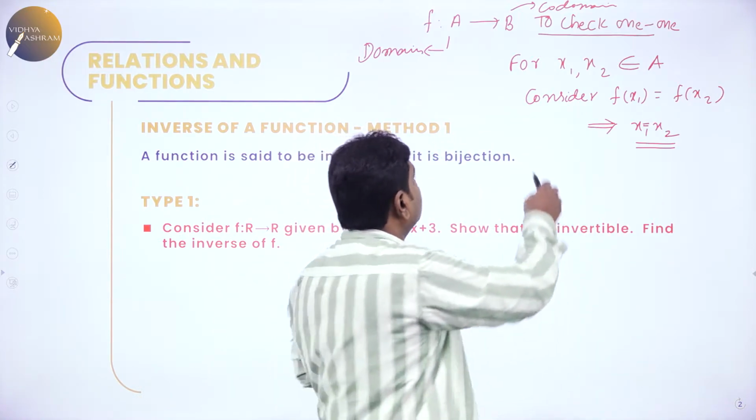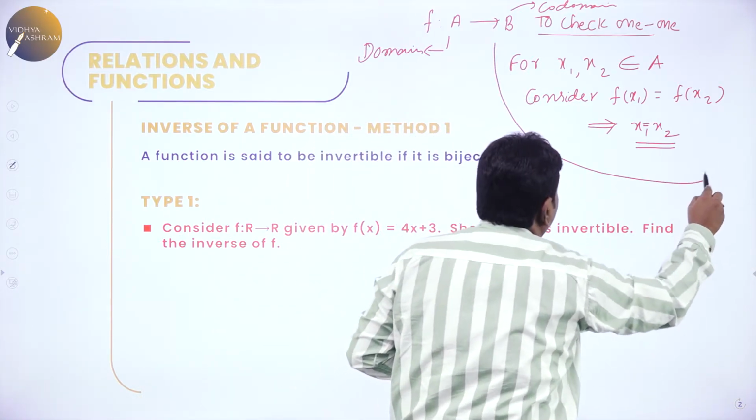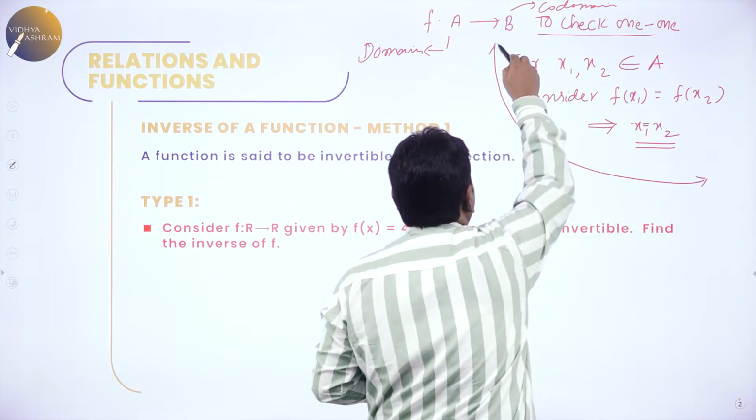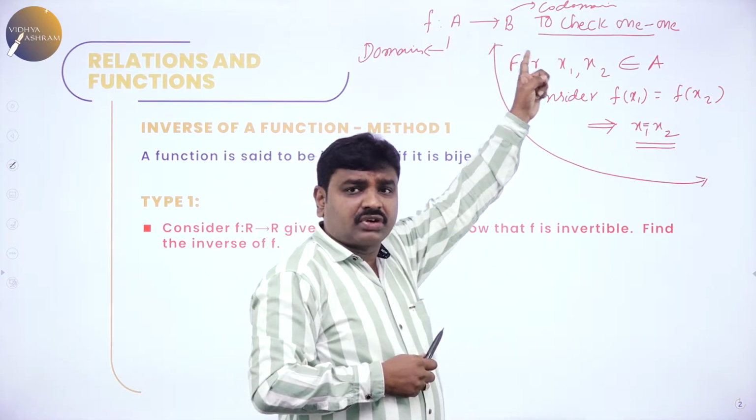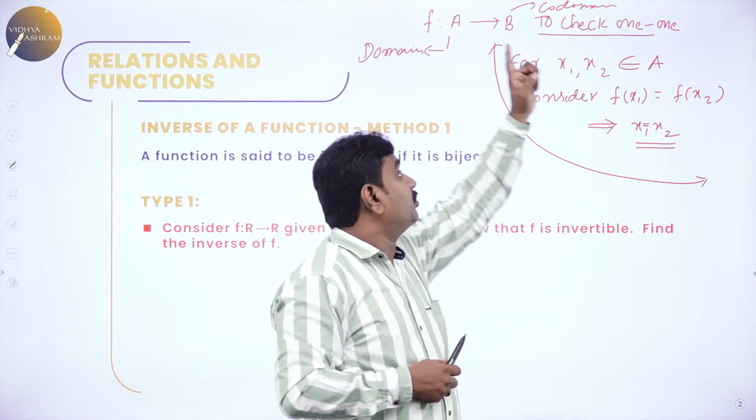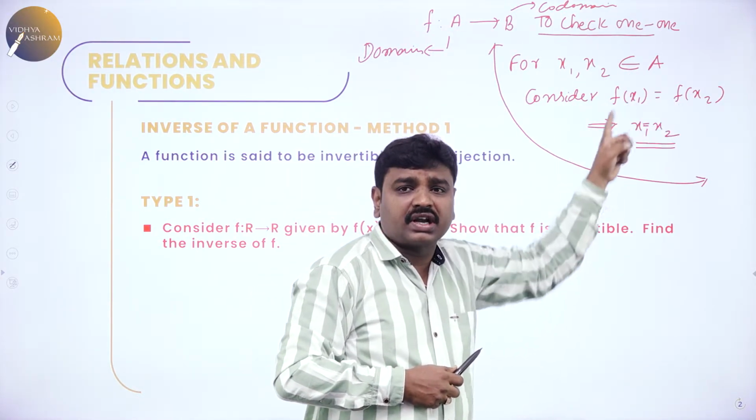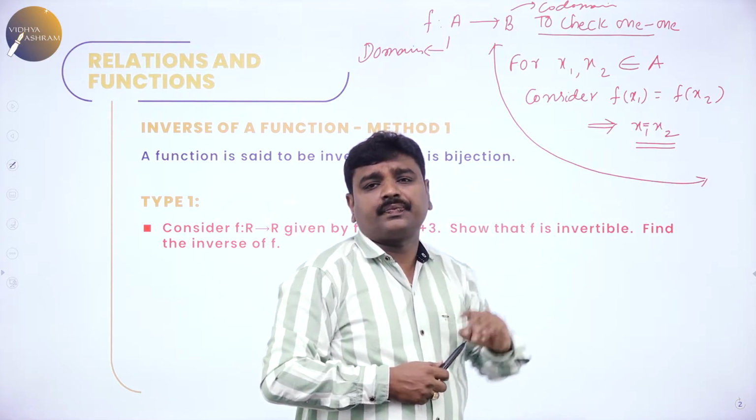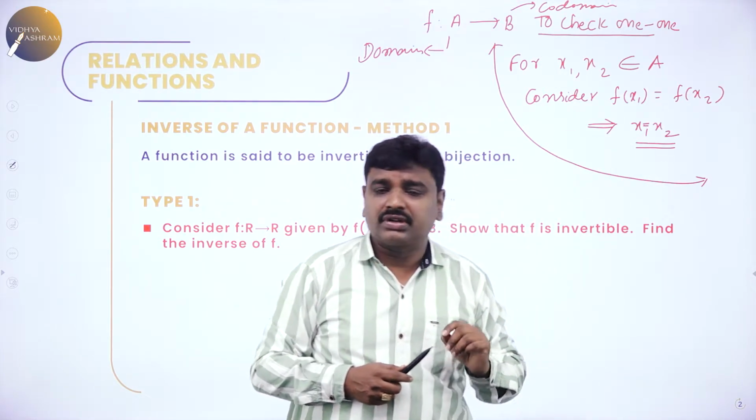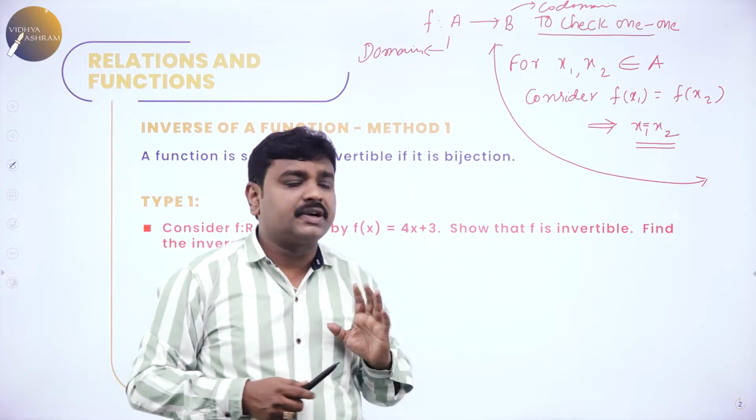So this is the method to prove one-one. All of you are familiar. What is that? For x1, x2 belongs to the domain, domain means the first set, consider f of x1 is equal to f of x2. Arrive at what? x1 is equal to x2. This is the method to prove one-one. So if you prove this, the first step is done.